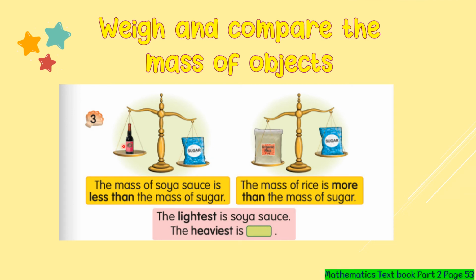Look at example 3. The mass of soy sauce is less than the mass of sugar. The mass of rice is more than the mass of sugar. The lightest is soy sauce. The heaviest is rice.